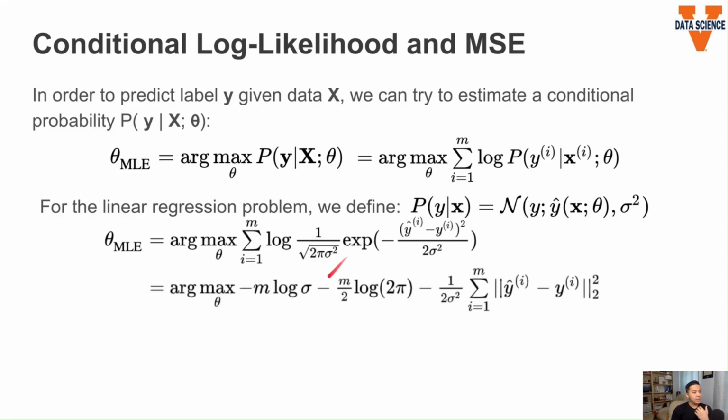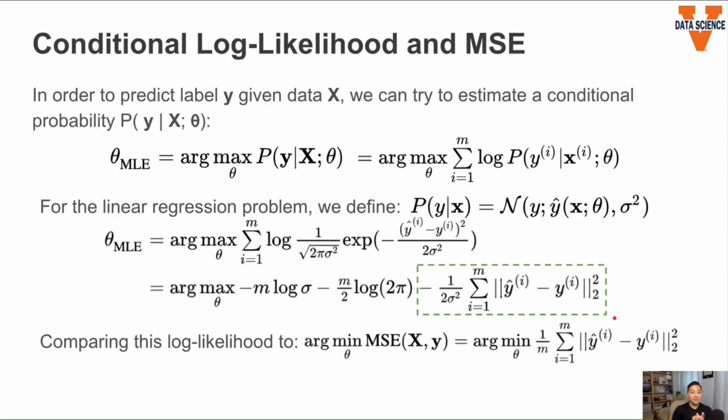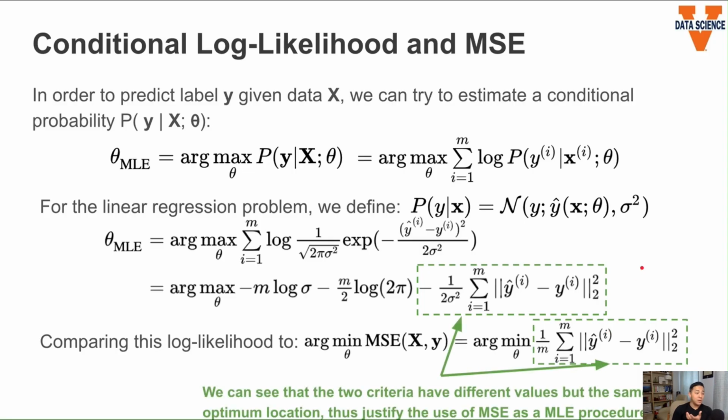Now you can use some math to expand it out to these terms. And what's really interesting to look at is this last term here. If you look at it closely, you can see that in sample, this log likelihood would be similar to the MSE that we saw earlier, right? So those are definitely very similar terms here. And even though the whole term is somewhat different, the optimal point is actually the same for these two terms. So this is how we justify the use of MSE in maximum likelihood estimation procedures.